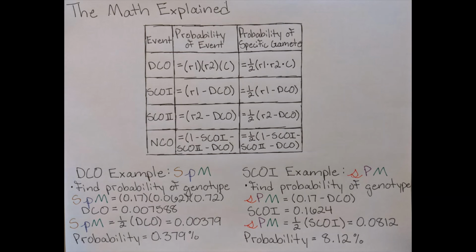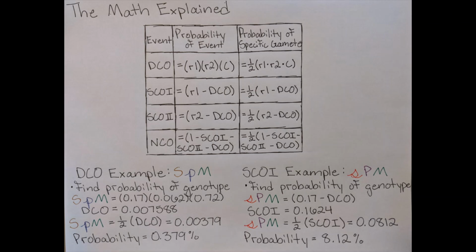To better understand how I got these probabilities, I worked out a double crossover and a single crossover at region 1. To find the probability of the DCO event, you multiply the centimorgans from region 1 and region 2 by the coefficient of coincidence. Next, you multiply the DCO value by 1/2. You multiply by 1/2 because there's a 50% chance that the offspring could have exhibited the other DCO phenotype. You take this final number, multiply it by 100, and that is your probability of a specific gamete.